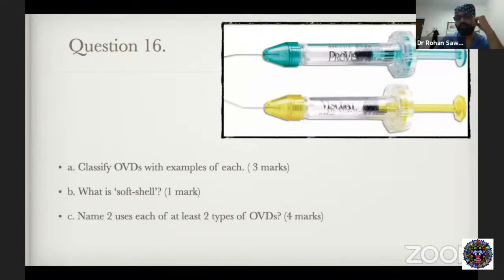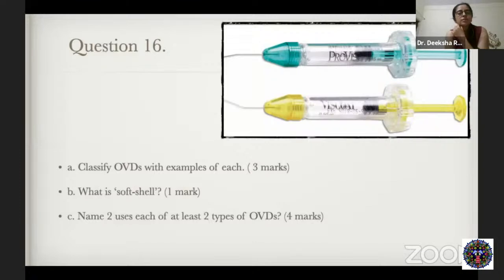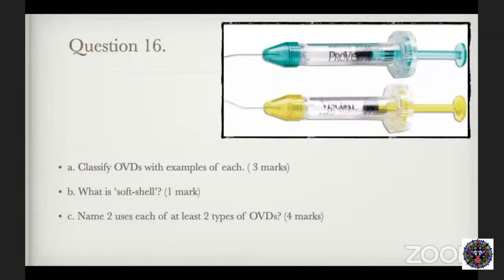Provisc is also cohesive. Dispersive is the normal HPMC. iVisc that we use. Yeah. Viscoat is also dispersive. Yeah. Good. Viscoadaptive is Healon 5. Healon 5.